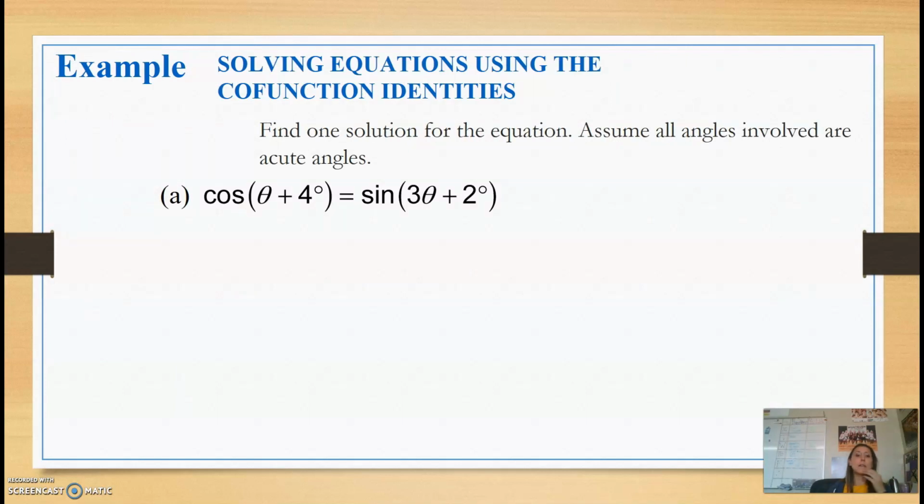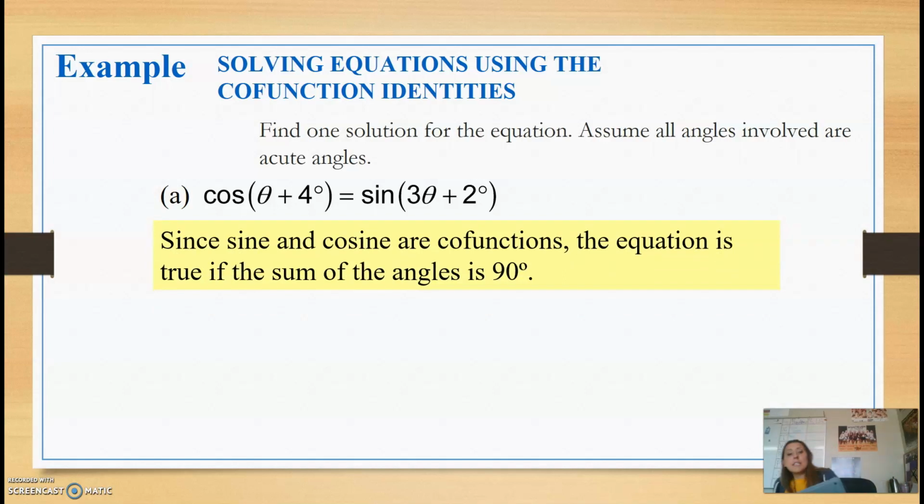So we're going to do this example. If we were to find the cosine of theta plus 4 degrees, and that's equal to the sine of 3 theta plus 2 degrees, then since they are cofunctions, the equation is true if the sum of the angles is 90 degrees. So that means if we add both of those angles together, then they're equal to 90 degrees. We're not dropping the sine and the cosine, but we are just trying to get these together.